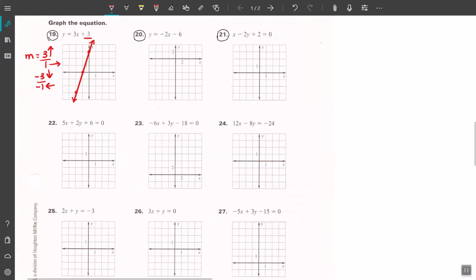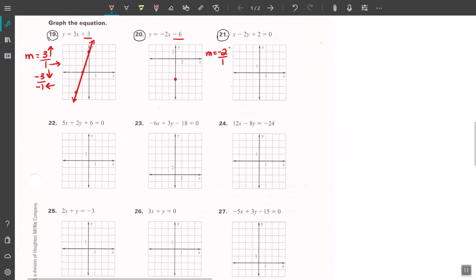All right, on number 20, we can see that we do have it solved for y. Our b is this -6 here. We have to notice that we have the graph numbered in 2s. So we can just go down 3 spots for -6. And now our slope is -2. It's a whole number, so I'm going to put it over 1.